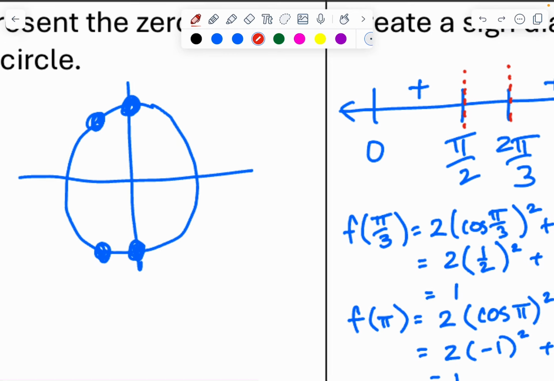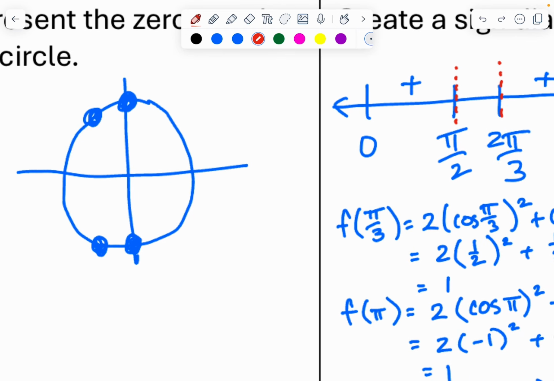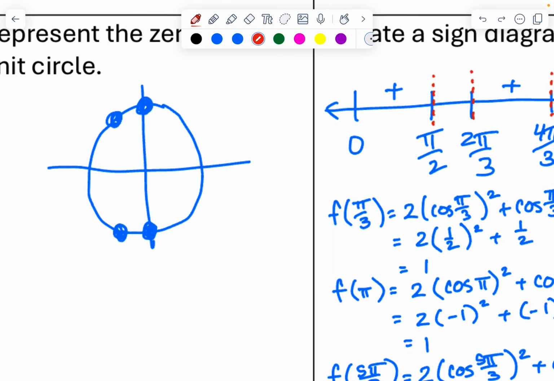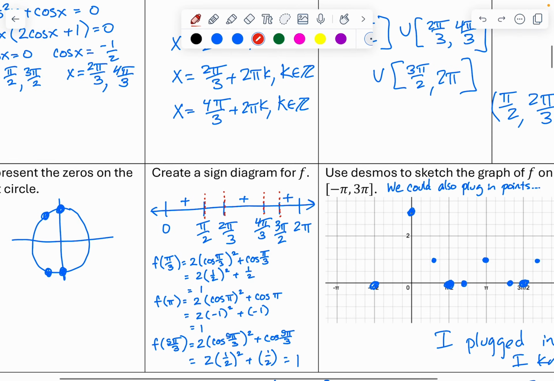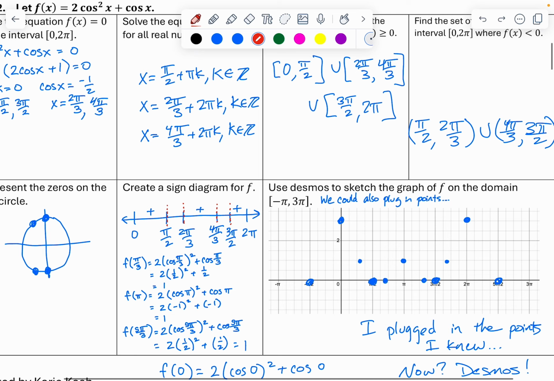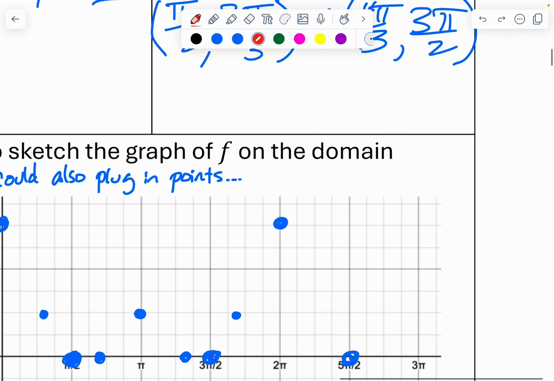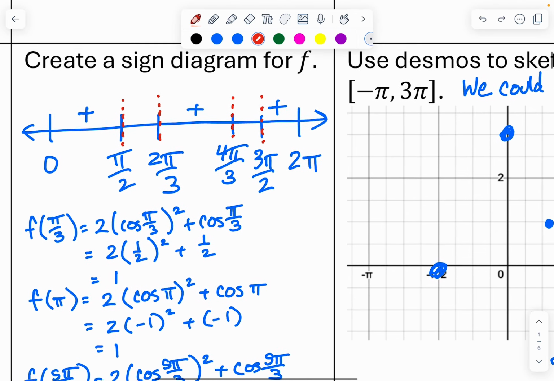This is one where I can't quite just use the unit circle. Maybe I need to think about it more. If you know how to use the unit circle to find the inequality questions, then let me know. That'd be great. Okay, and then where was it less than 0? From pi over 2 to 2 pi over 3, and then 4 pi over 3 to 3 pi over 2, which we didn't quite get from our graph.